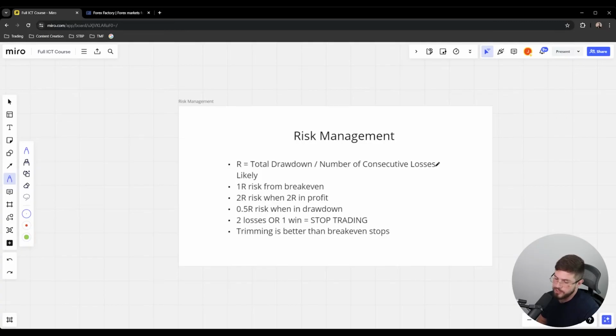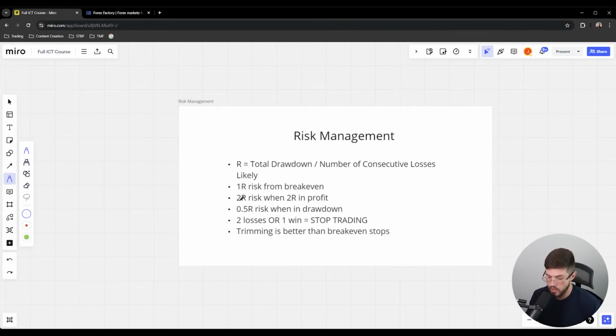You don't have a business and you're just a gambler, okay? So you need to understand what is the likelihood that you're going to have 10 losses in a row. Well, if you have 10 losses in a row, if that's something that can happen to you, you want to take the drawdown that your prop firm has allowed you or the drawdown that you are willing to incur on your personal account, and you want to divide that by 10 losses, okay? That is your R. That's what you risk per trade.